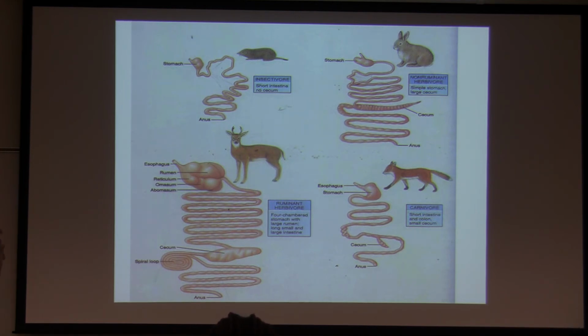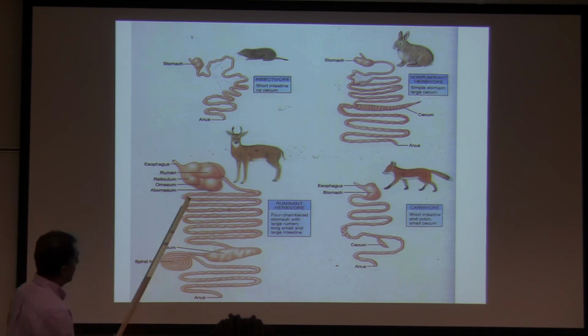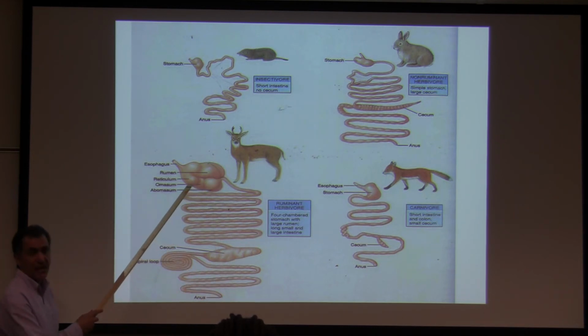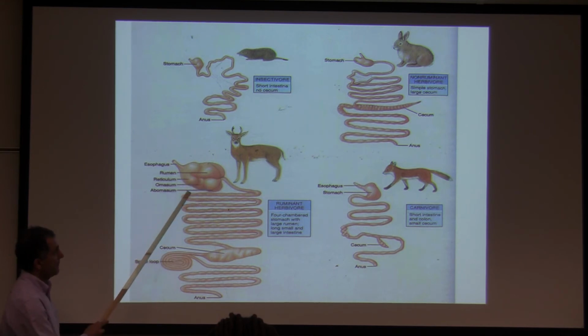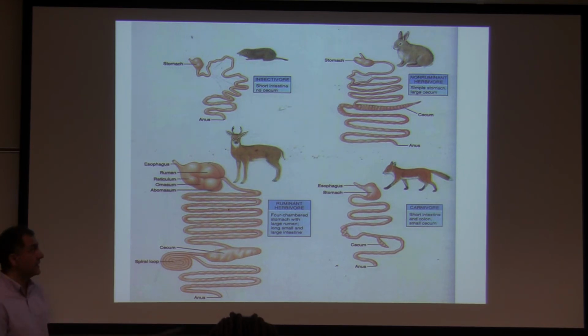Here is a herbivore that they have. This is a ruminant animal, like cow, sheep. They're all called ruminant animals. The stomach has 4 chambers: rumen, reticulum, omasum, and abomasum. Those are the 4 chambers of the stomach of ruminant animals: sheep, cow, deer.